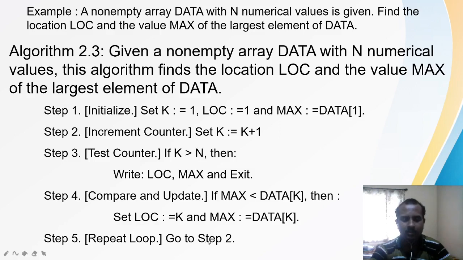After that, what you have to do? You have to go back to step 2. Why? Because now k is only 2 at the beginning, right? Then you have to go to the third element. So where the incrementation is done, we are going back. Then again the conditions will be applied. So this is the algorithm of this particular problem.